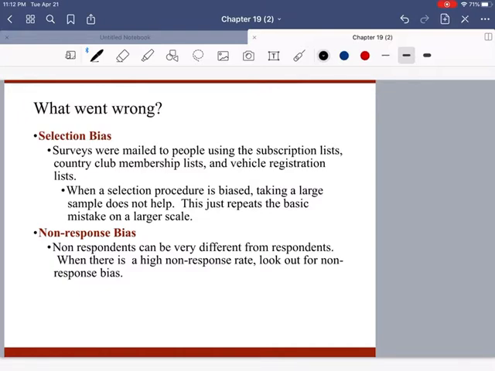To make the sample, they just sent out surveys to people who were on the subscription list for the Literary Digest magazine, were country club members, or had a vehicle registered. Remember, back in 1936, if you had a vehicle, it meant you were rich. Same thing with subscribing to a magazine or having a country club membership. So what that means is they only sent it out to the rich people.